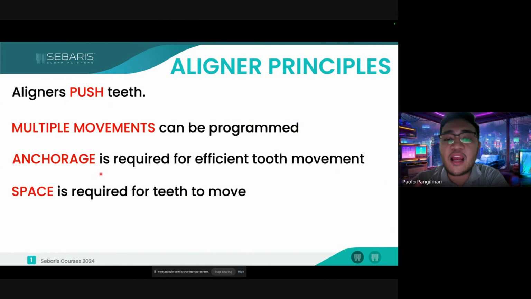Number one is your anchorage. Maybe it's insufficient, maybe it needs reinforcements. That's where your auxiliaries will come in. Now, space is also required for your teeth to move because you cannot just push someone and then hope for it to bypass.